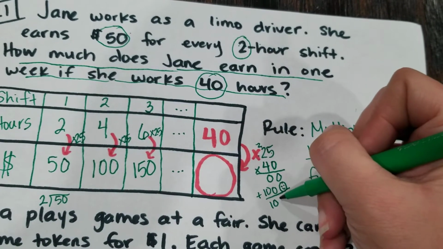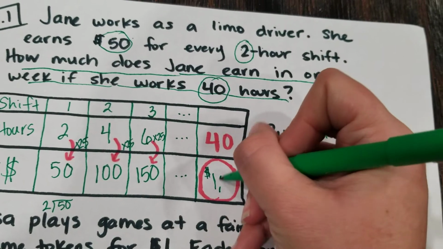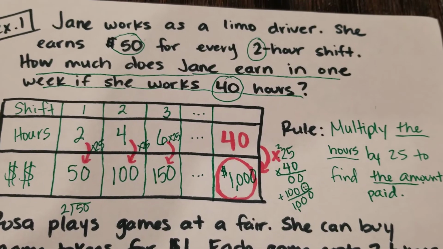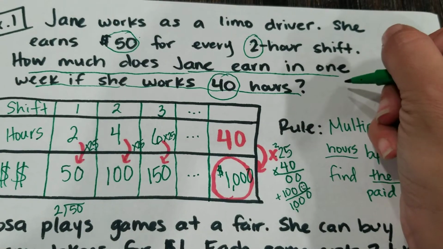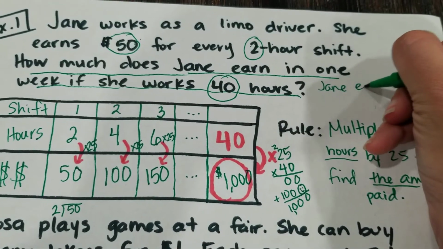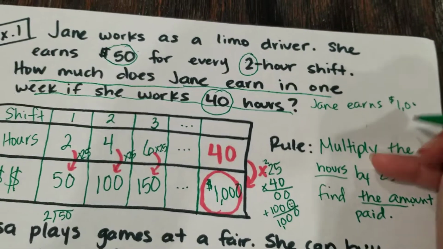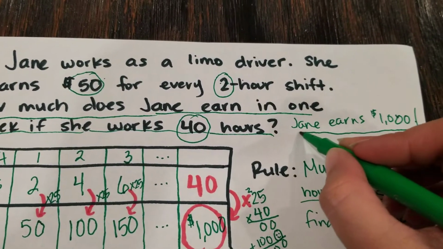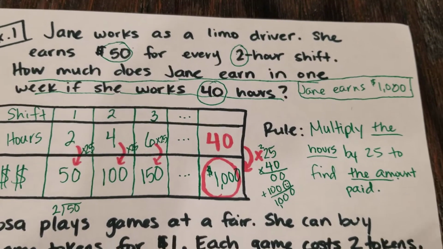And then we add these up. And it looks like I'm getting 1,000. So Jane is going to earn $1,000. Nice. In 1 week of driving a limo. Okay, I'm going to put my answer right here next to the question. How much money does Jane earn? Jane earns $1,000. There we go. All right, example 1 is done.